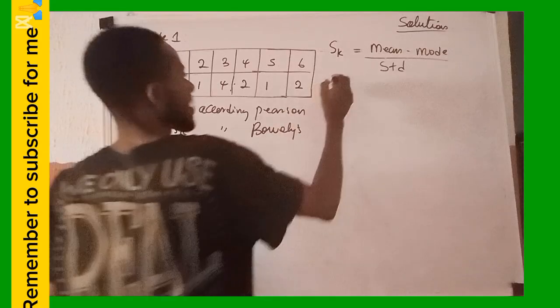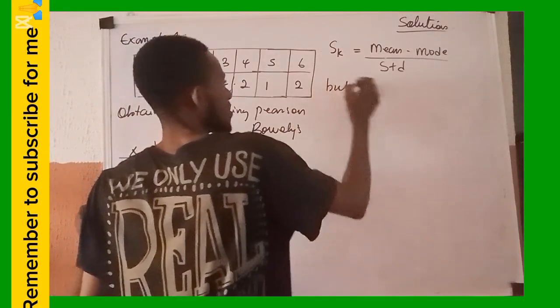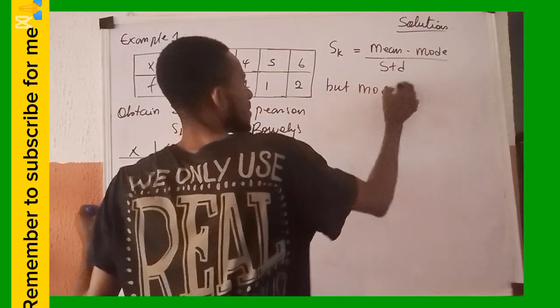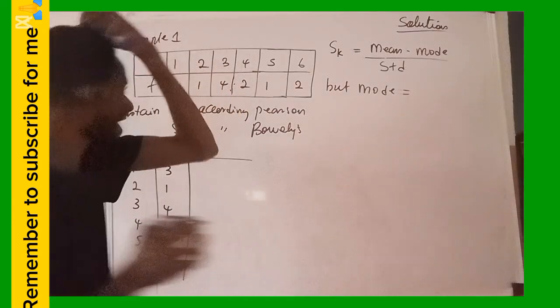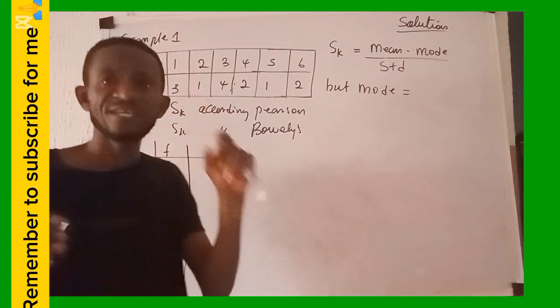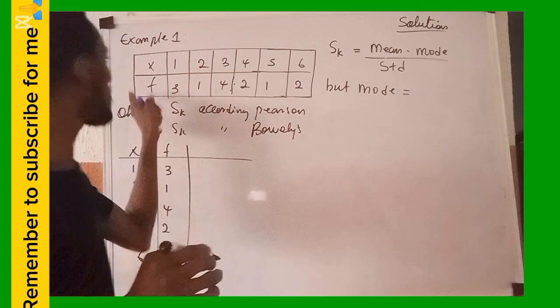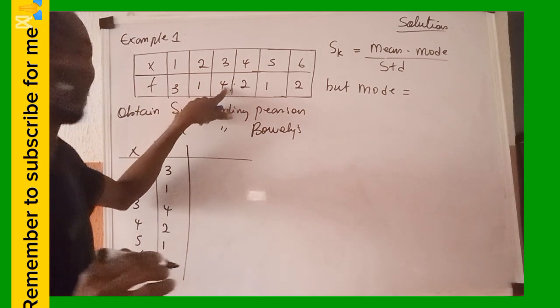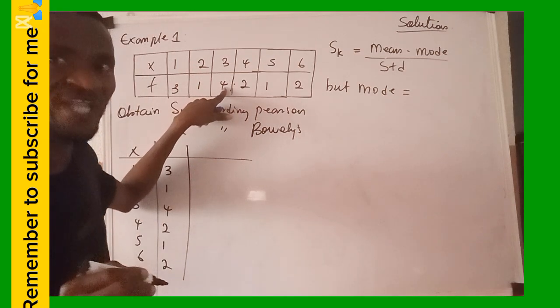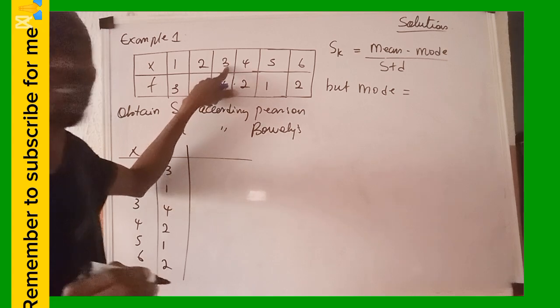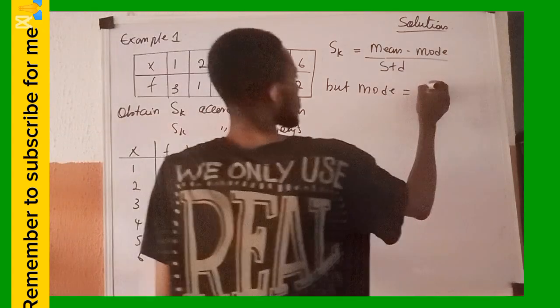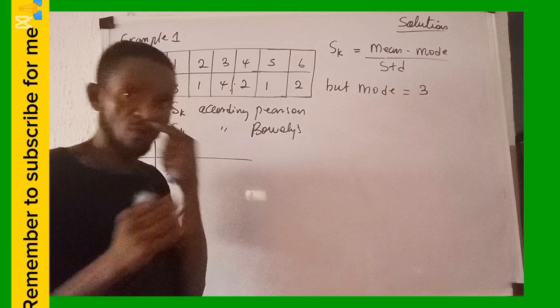So we now say here, our mode equals. Remember that mode is defined as the data point with the highest frequency. So we come here, here is 4, which is the highest frequency. What data point has that 4? It is this 3 here. So the mode equals 3. We have gotten the mode.